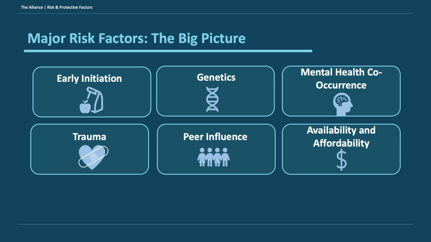Peer influence, this is one that really does go both ways as a risk and protective factor. If the majority of people around you drink, you are more likely to drink. But on the flip side, if the majority of people around you don't, you are less likely to drink. So, we can think a lot about that from a norming perspective as well.